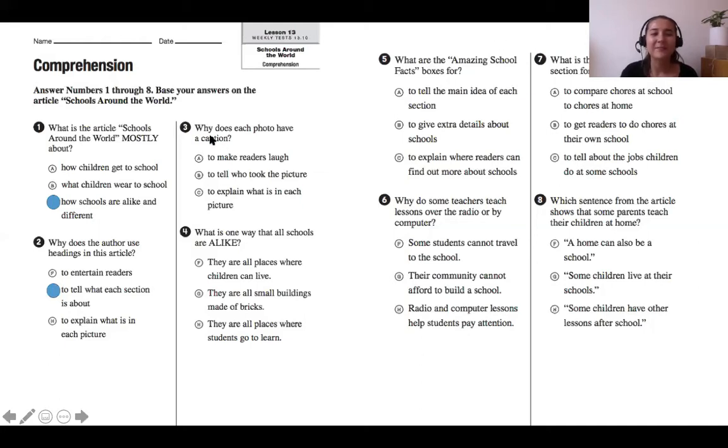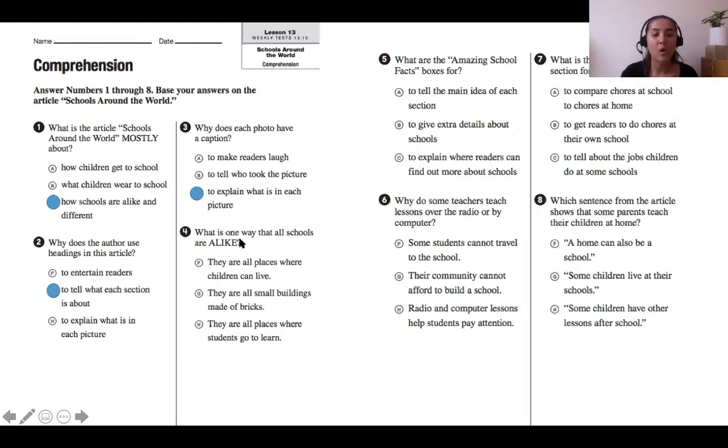Okay, number 3, why does each photo have a caption? So the caption is the sentence underneath the photo and it tells what's in each picture. So why does each photo have a caption? Let's go for Fred. Fred, can you tell me? To explain what is in each picture. Very good. Well done, Fred. To explain what is in each picture. So underneath the photo, there will be a small sentence that tells us what's going on in each picture. So we'll have a look at that again when we go over our second read today.